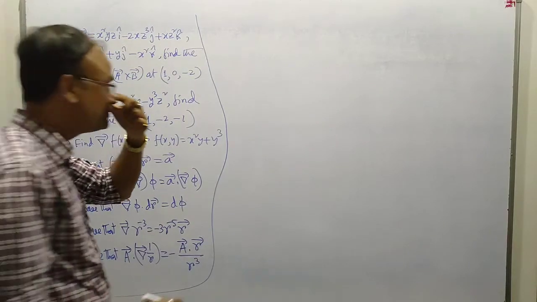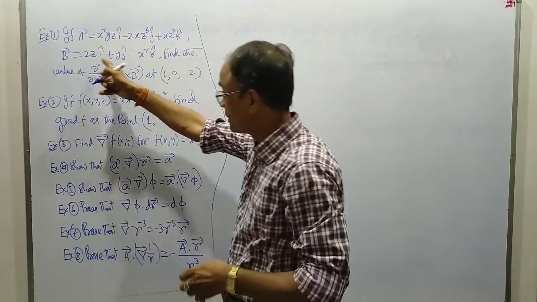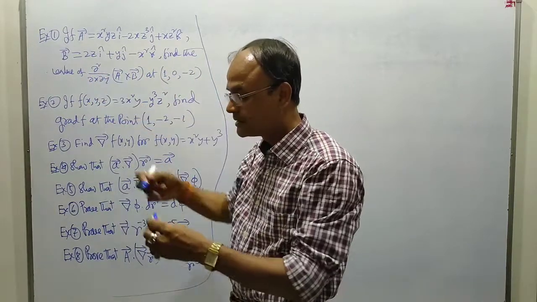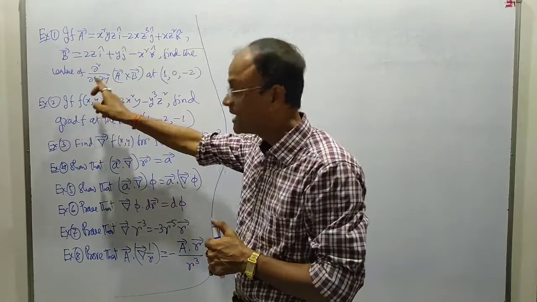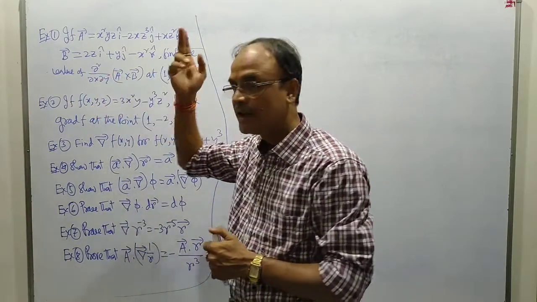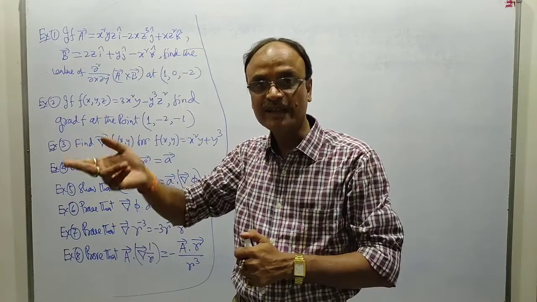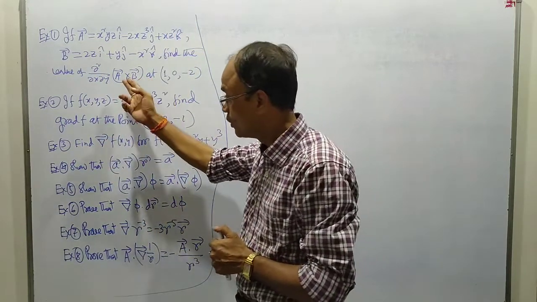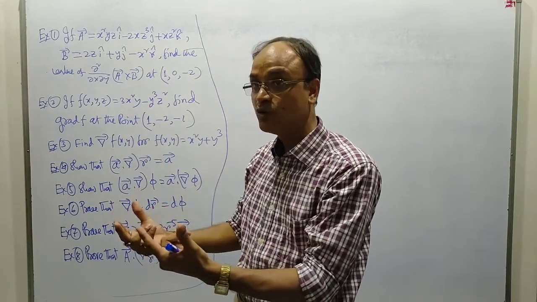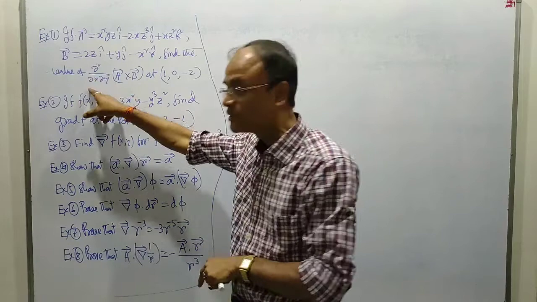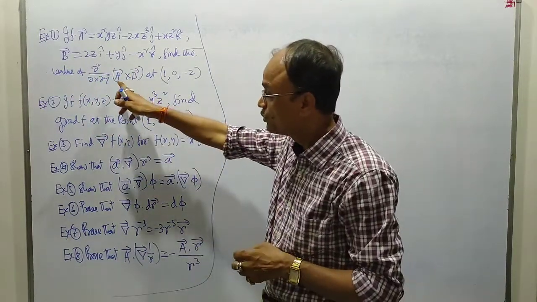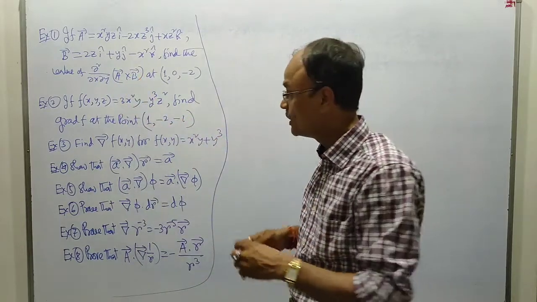Number 1. A vector and B vector are given. Find the value of the second order partial differentiation, delta square. First, you will have to differentiate partially with respect to y of A vector cross B vector. Then this result will have to be differentiated with respect to x. This is the question. For that, first we have to find A cross B.